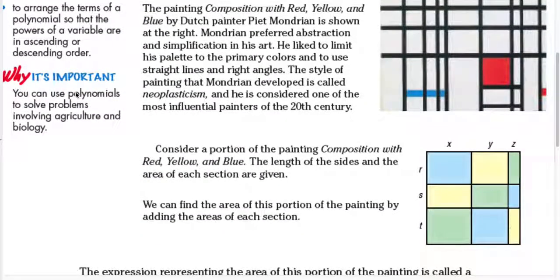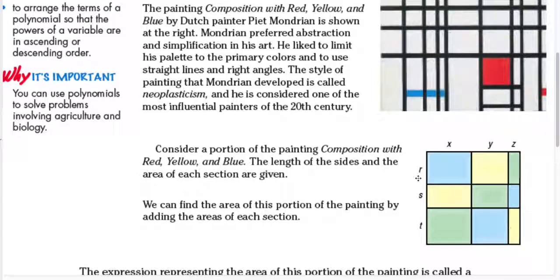Okay? So consider the portion of the painting composition with red, yellow, and blue. The lengths of the sides and the area of each section are given. So let's say this is the painting, red, yellow, and blue, and these are the lengths of the sides: X, Y, and Z, R, S, and T. It says the areas of the sections are given. Why? It's not given now, but I'm going to give it to you right now.